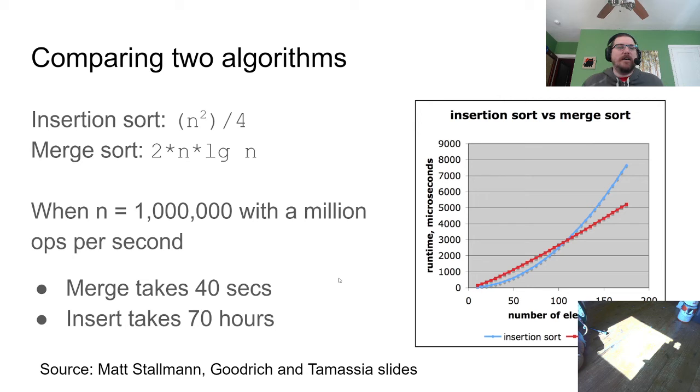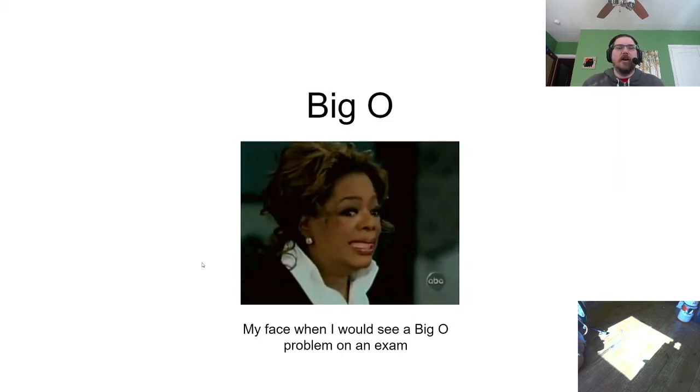If there were two Roombas on the market, one that could clean your house in 70 hours, which is about 3 days, or one that could clean it in under a minute, which one would you buy, right? There wouldn't even be a point of comparing them. All right, here we go.